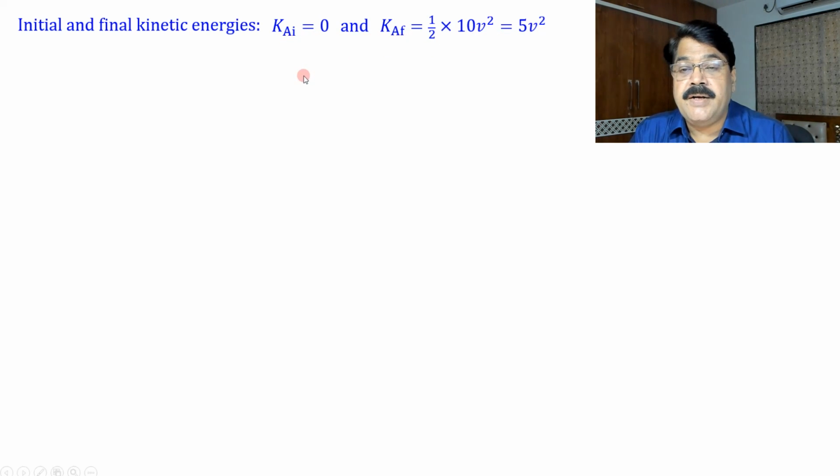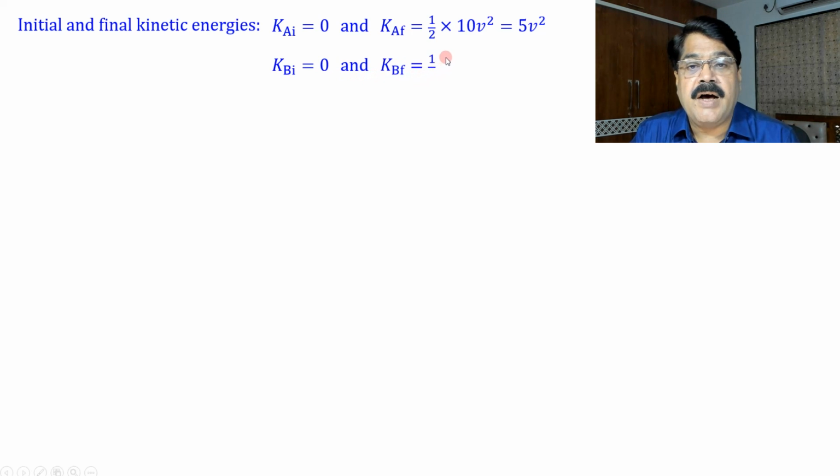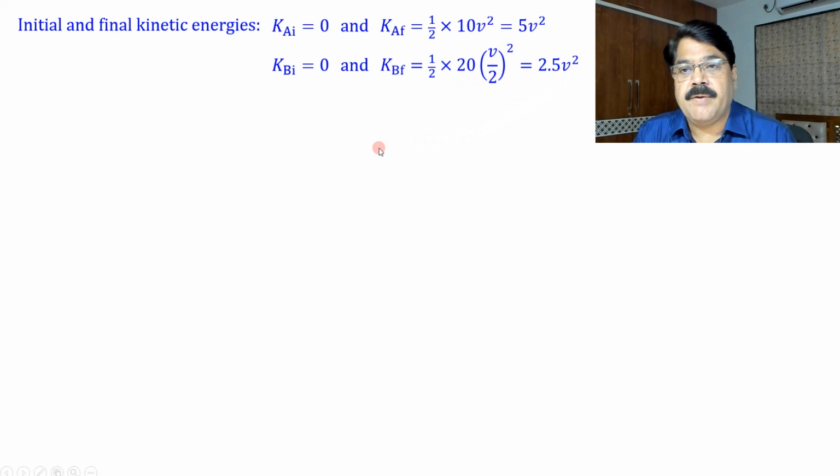Similarly, we can write the initial and final kinetic energies of the block B. So Kb initial is 0 because it starts from rest, and Kb final is equal to half, and the mass of the block is 20 kg and its speed, we assume, is v by 2, so it will be simply 2.5 v square. So we have written the initial and final kinetic energies.